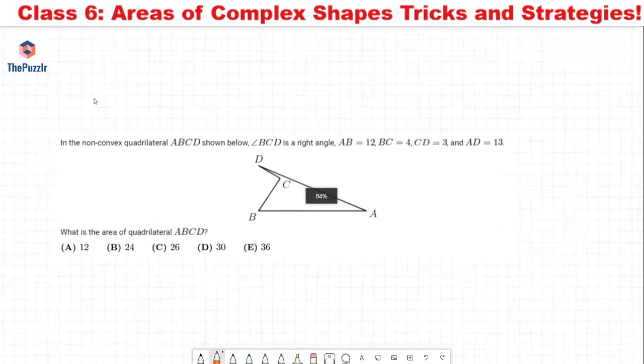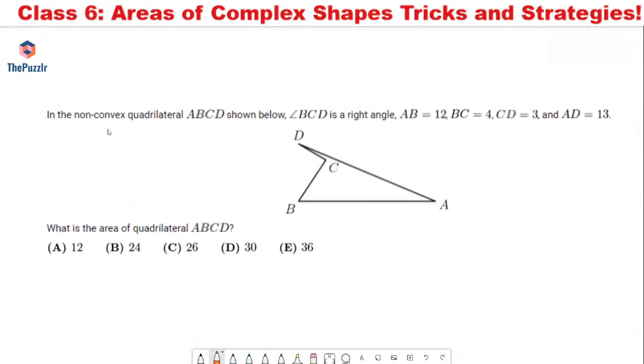Okay, getting a bit harder now. I think I would say this is around number 16. In the non-convex quad ABCD shown below, angle BCD is a right angle. AB equals 12, BC equals 4, CD equals 3, and AD equals 13. What is the area of quad ABCD?